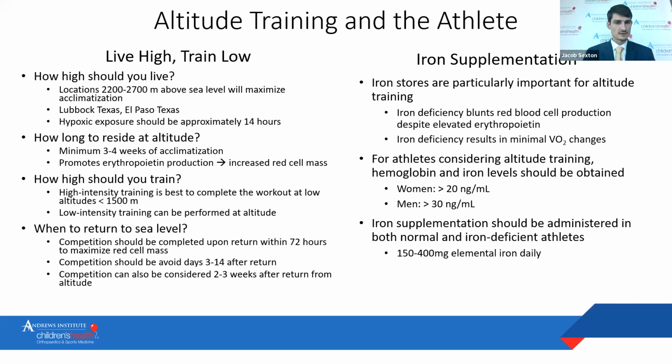For athletes considering altitude training, hemoglobin and iron levels should be obtained. And for women, the typical number is 20 nanograms per milliliter, and for men it is 30 nanograms per milliliter. And then iron supplementation should be administered in both normal and iron deficient athletes who are training at altitude. And that's about 150 to 400 milligrams of elemental iron daily.